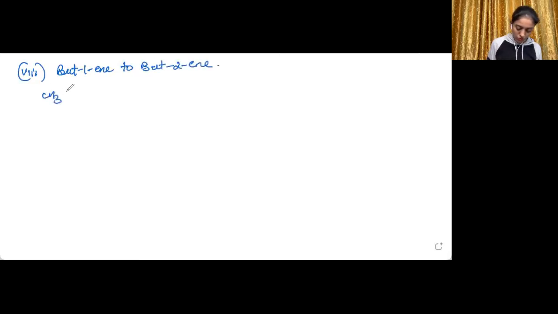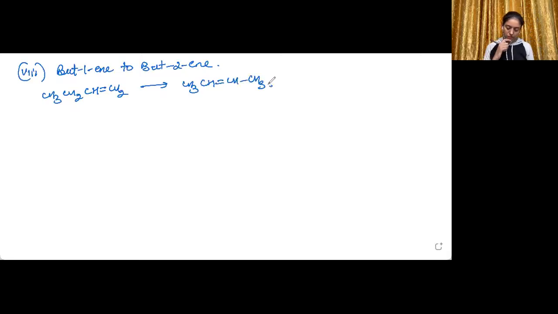Okay. CH3, CH2, CH double bond, CH2. Convert it into CH3, CH double bond, CH, CH3. Okay. Now, how do we convert this? We need to change the position of the double bond. First of all, what I will do is convert this molecule into an alkyl halide, treating it with HBr.